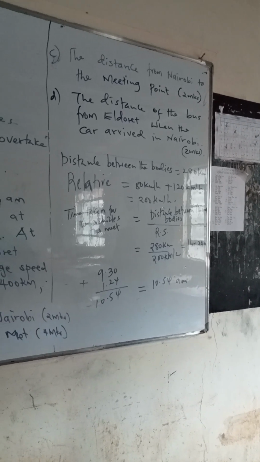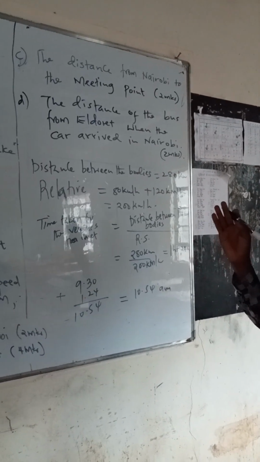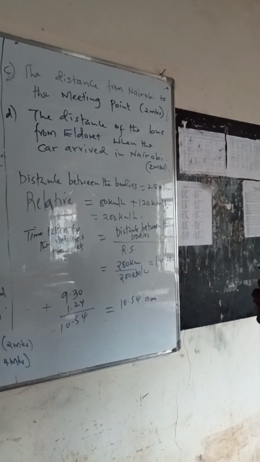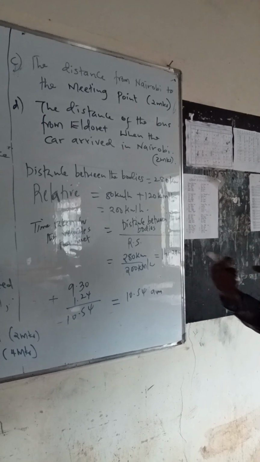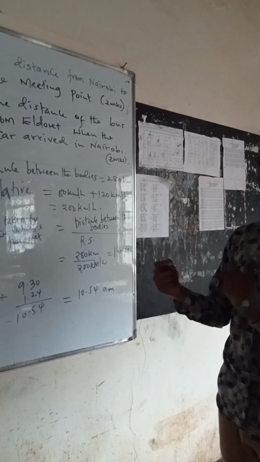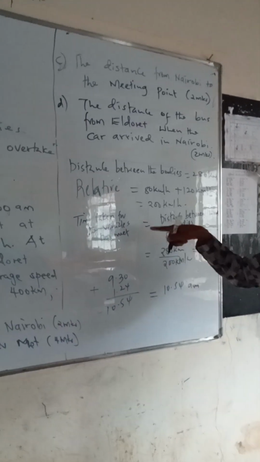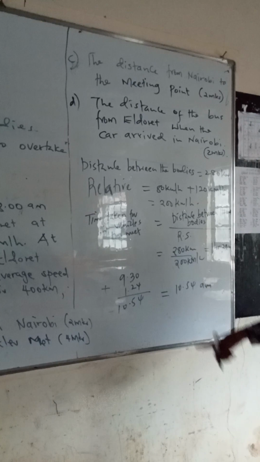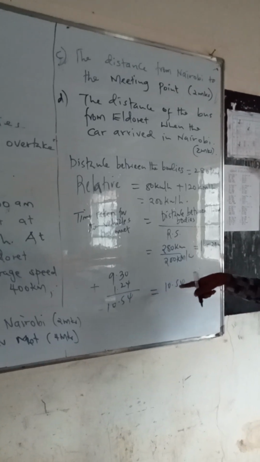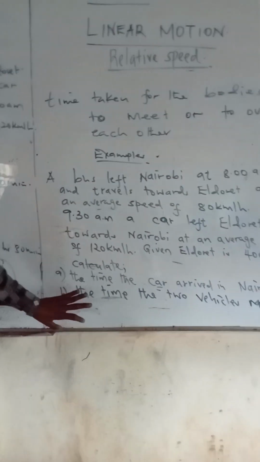What is very important here is the distance between the bodies. The next thing is relative speed. If they are moving towards one another, then the relative speed is gotten by adding. And then you divide to get the time taken for the vehicles to meet. So they met at 10:54 a.m. I believe you have understood that, because that was the most important part that we wanted to learn.